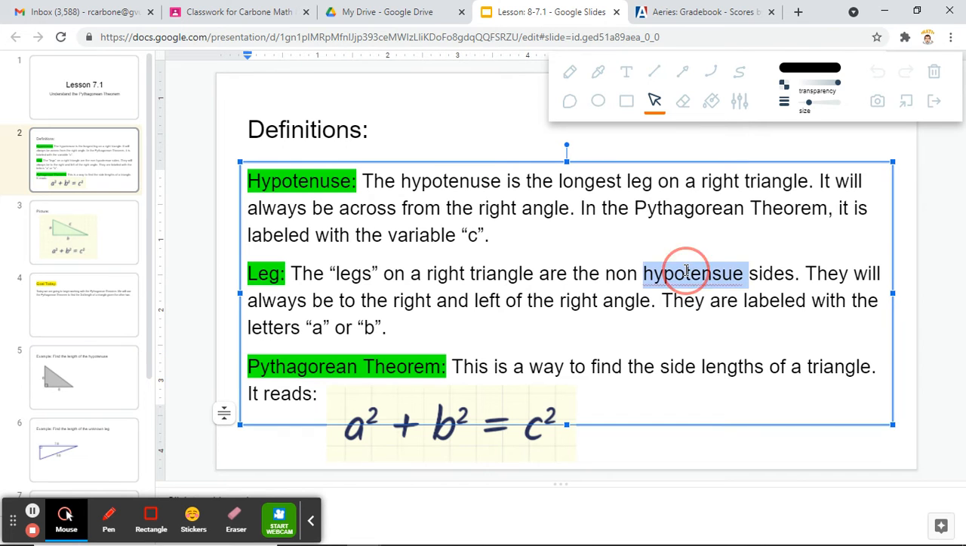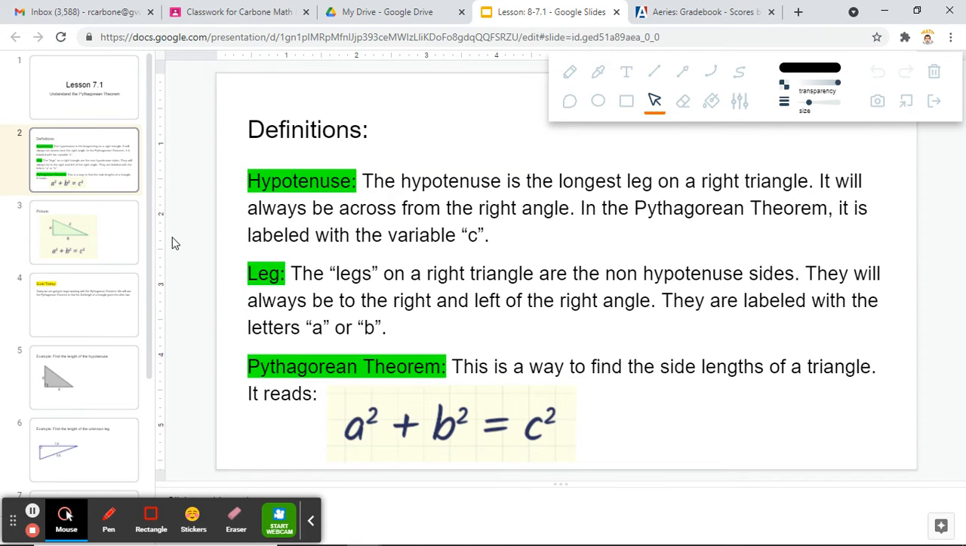Now, next is the legs. The legs on a right triangle are the non-hypotenuse sides. They will always be next to the right angle, and they are labeled with the letters a or b. And lastly, the most important part of this is the Pythagorean theorem. This is the way to find the side lengths of a right triangle. It reads a squared plus b squared is equal to c squared.